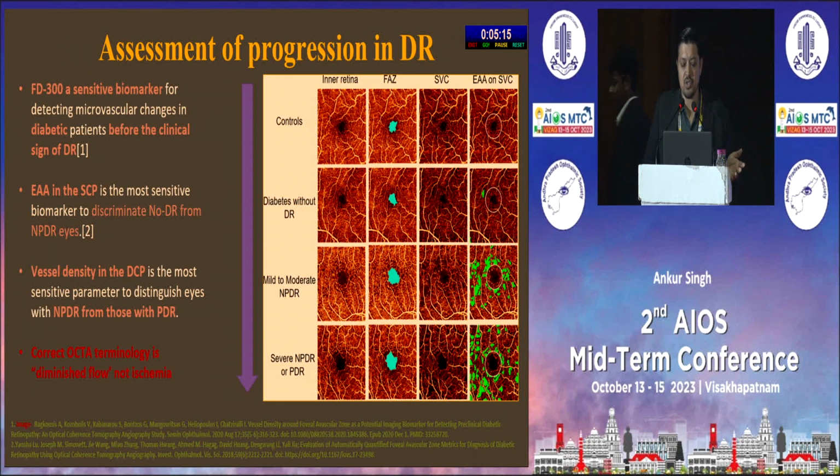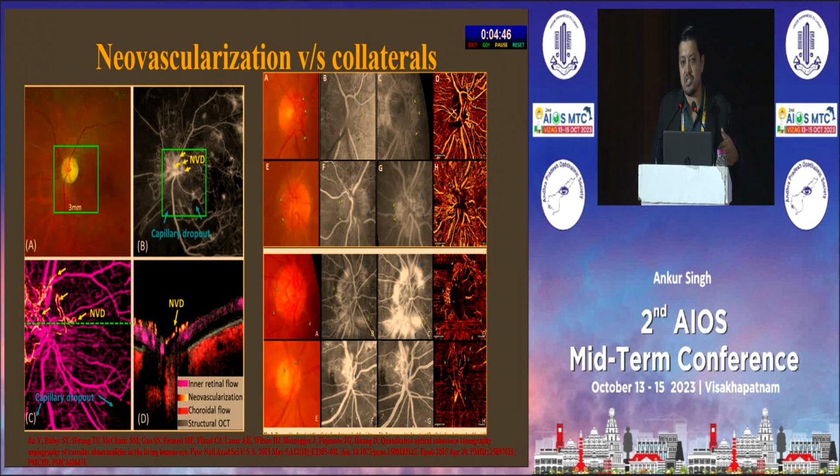So what do these quantifiable variables help us with? Rakausis et al. suggested that FD300 can act as a sensitive biomarker to detect subclinical diabetic retinopathy, while extrafoveal avascular area in the superficial capillary plexus can discriminate between a patient with no diabetic retinopathy and a patient with NPDR. Decreased vessel density can be a marker for the patient developing PDR. So in our study and a study by Bailey et al., how did we differentiate between an NVD and collateral? Based on 3 criteria. One is if you detect an abnormal flow in the vitreous.